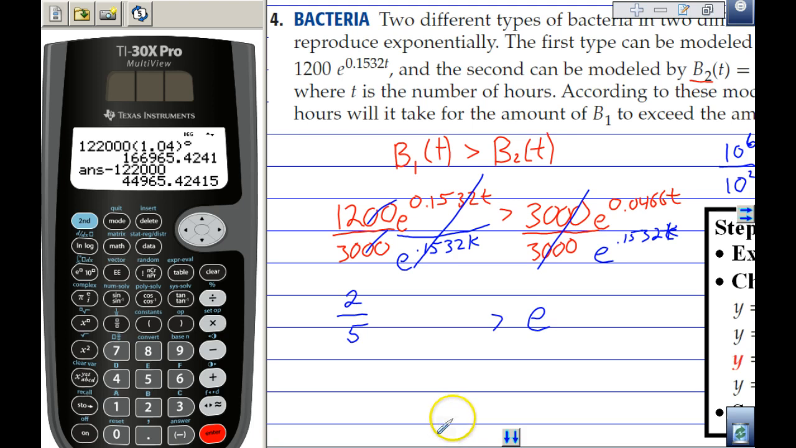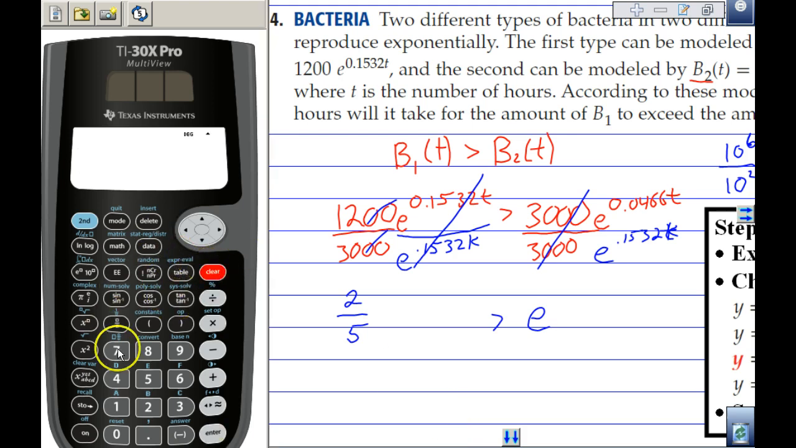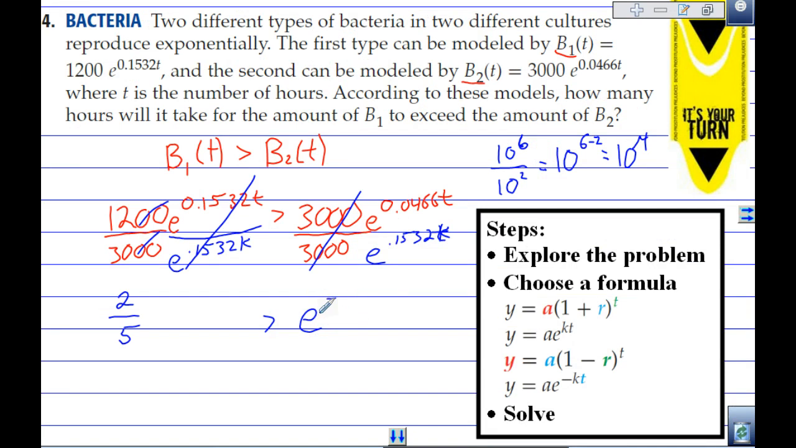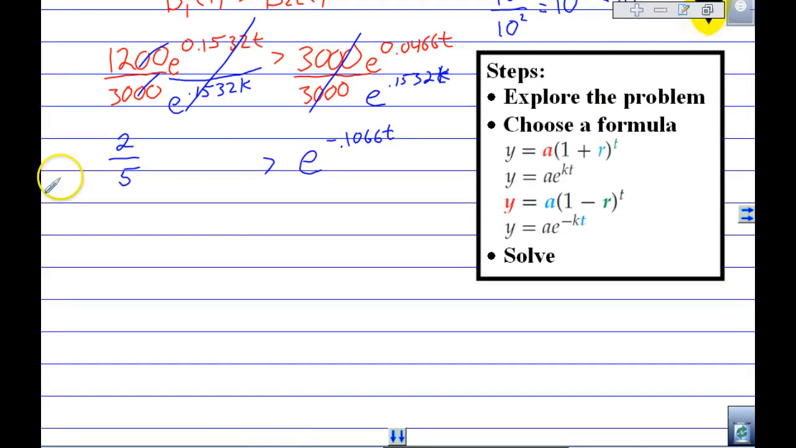e to the, I just need to subtract the top minus the bottom, so I'm going to do 0.0466 minus 0.1532. So negative 0.1066, negative 0.1066t. We had to do one little extra step with this e business, but from there on, it's similar to every other problem. So we're going to take the natural log of both sides.